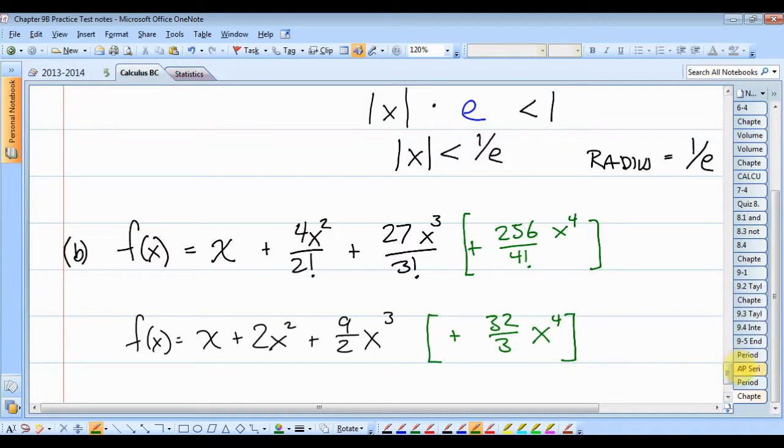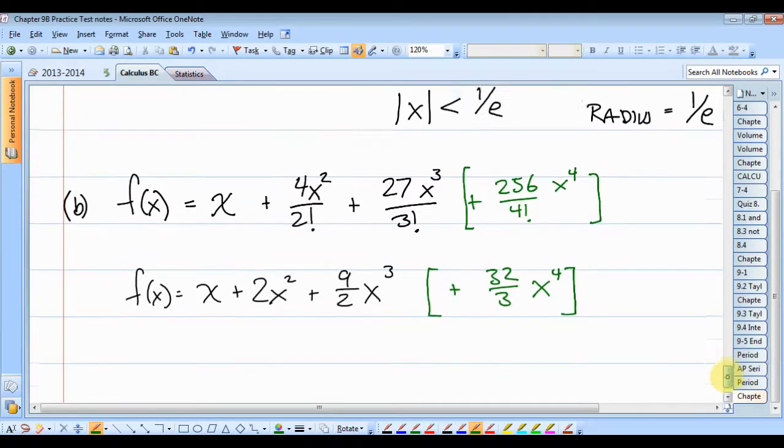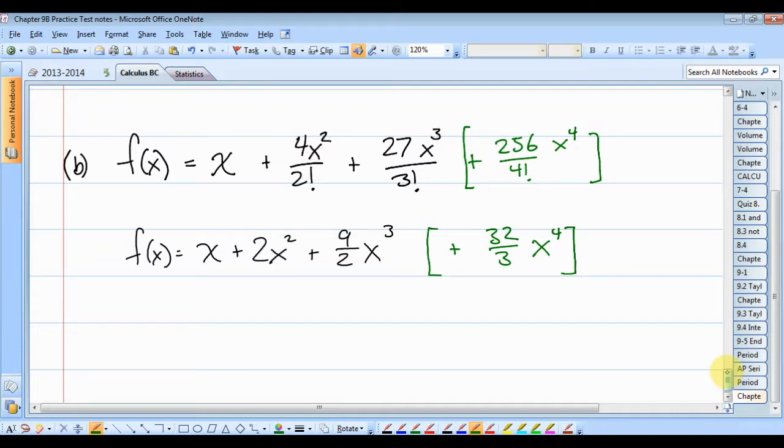On your test, if we know that we have to use the fourth term for the next problem, if we put the brackets, is that okay? Will it work on the AP test? That'll work on the AP test. I'm kind of messing up just slightly. I know this should be approximately equal to, because we're truncating our series.